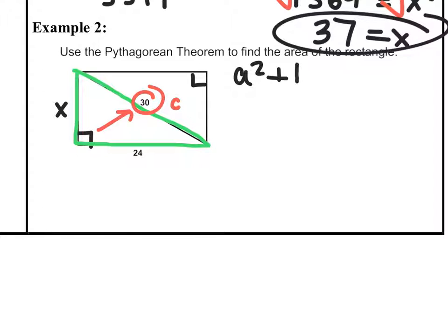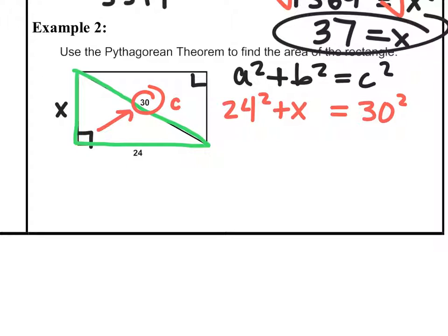Write down your Pythagorean theorem. And put in what you know. I will say to you again, the people who struggle with this unit are the people that refuse to show the work. Show the work so you don't make silly mistakes. Riley, what should I put in for C? 30. We just marked it. And then 24 and X are A and B. Try that one on your own and check it with your neighbor.